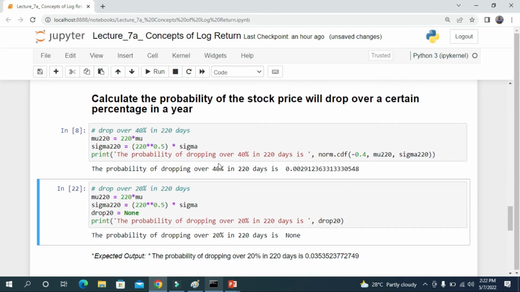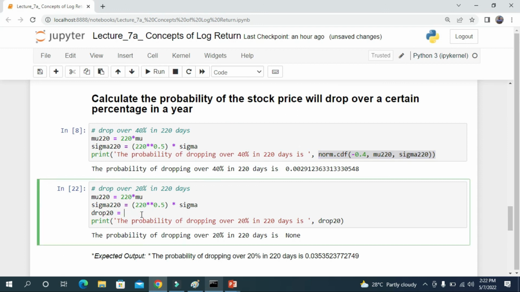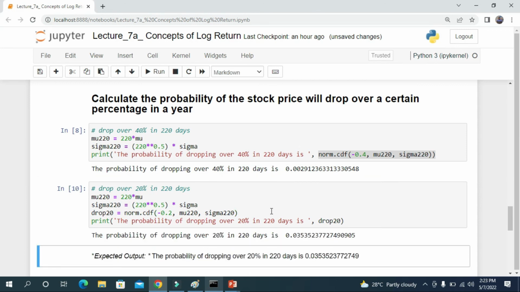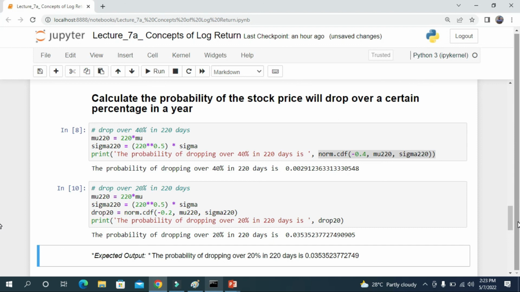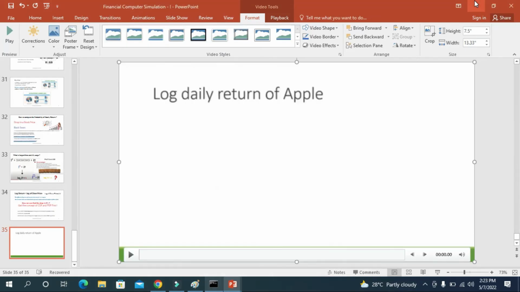We just have to change something here, which is very simple. From this 0.4, I will write here this, and 4 to 20, so the drop 20 variable is called here. The probability of dropping 20% is this. So we have calculated the drop in a day, and we have calculated the drop in a year, and I request you to perform this practical again and again and see the video.